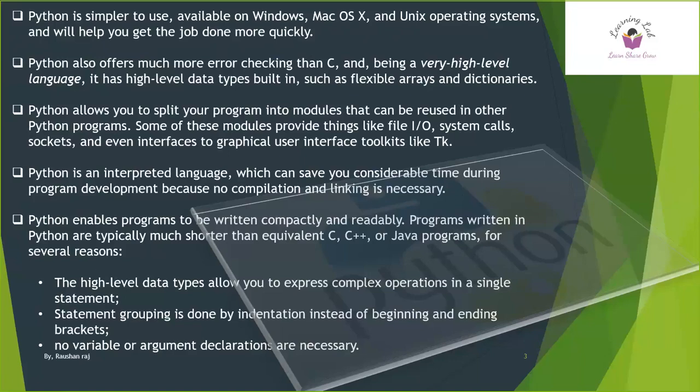And another one is no variable or argument declaration is necessary. Whatever I said previously, whenever you are going to declare any variable, you need not tell whether it's an int type, a string type, or a float type. Whatever value you assign to the particular variable, it will directly identify which type of variable it should be. Okay. Now moving to the next slide.